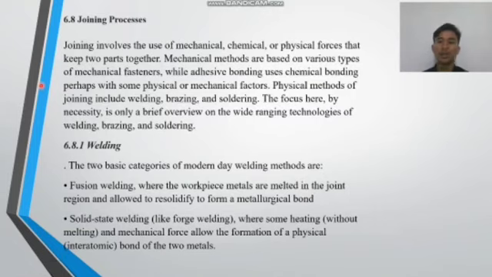Next, 6.8 Joining processes. Joining involves the use of mechanical, chemical, or physical force that keeps two parts together. Mechanical methods are based on various types of mechanical fasteners, while adhesive bonding uses chemical bonding, perhaps with some physical or mechanical factors. Physical methods of joining include welding, brazing, and soldering. The focus here, by necessity, is only a brief overview on the wide-ranging technologies of welding, brazing, and soldering.